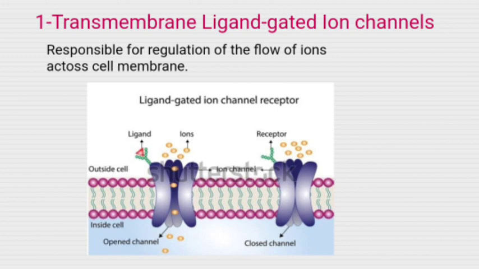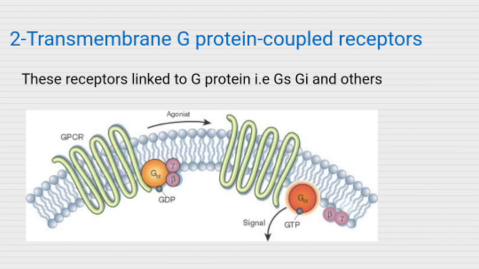Although not ligand-gated, ion channels such as the voltage-gated sodium channel are important drug receptors for several drug classes including local anesthetics. Now I move towards the second receptor type, that is transmembrane G protein coupled receptors.